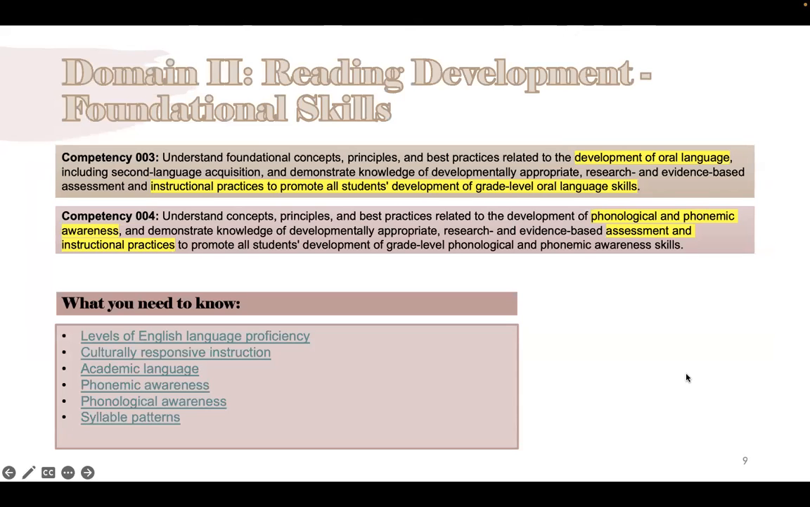Okay. So in domain 2, we go deeper into the foundational skills, which I was talking about. Competency 3 is understanding foundational concepts, principles, and best practices. That means activities, that means strategies, that means supports related to the development of oral language. So important. Look at that highlighted. Oral language is talking and listening and speaking and listening.